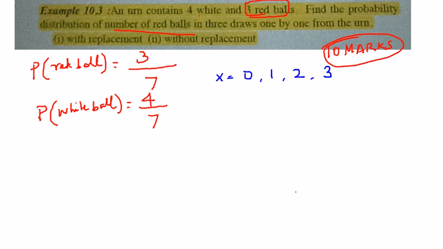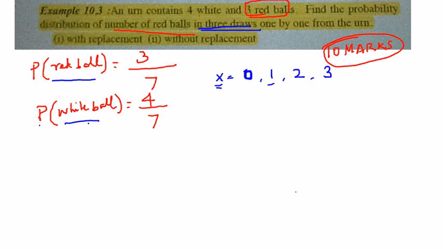So what are the possible outcomes? Either you don't get any red ball in all the 3 chances, you take only white balls, or you get 1 red ball and in the other 2 chances you get white balls, or you get 2 red balls and in the other chance you get a white ball, or in all 3 draws you get red balls. Good. So we have 3 different data here: probability of getting a red ball, probability of getting a white ball, and the possible outcomes.